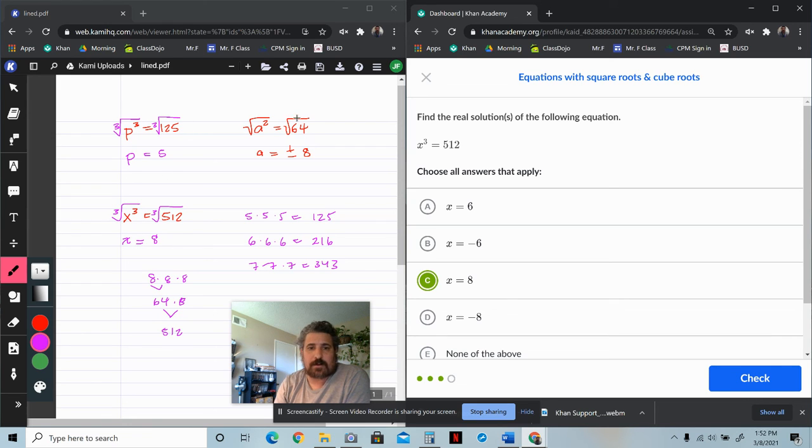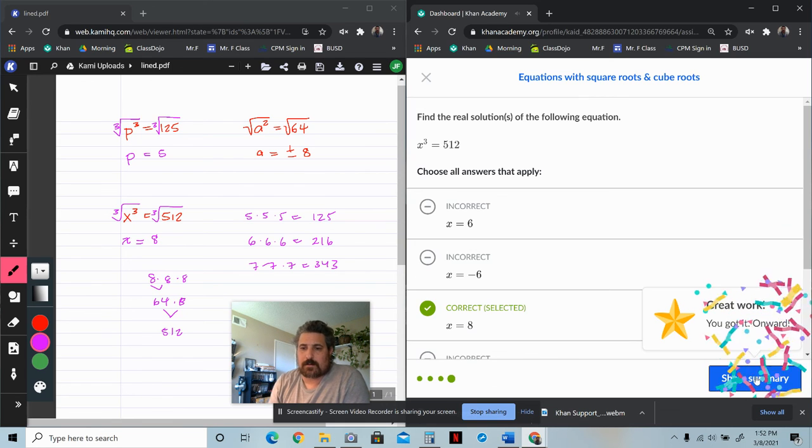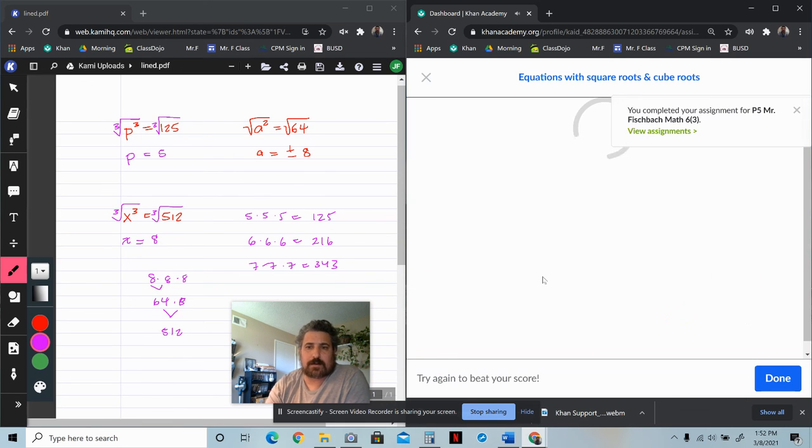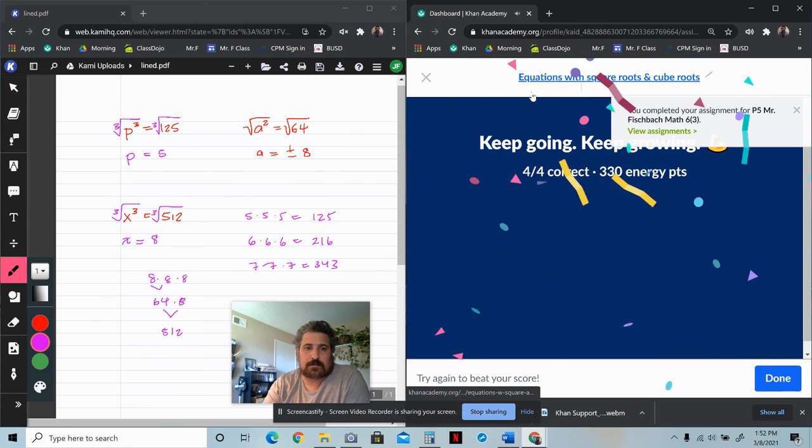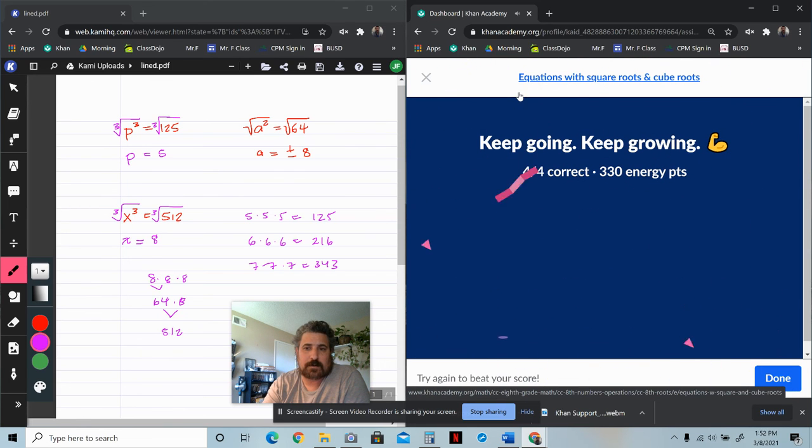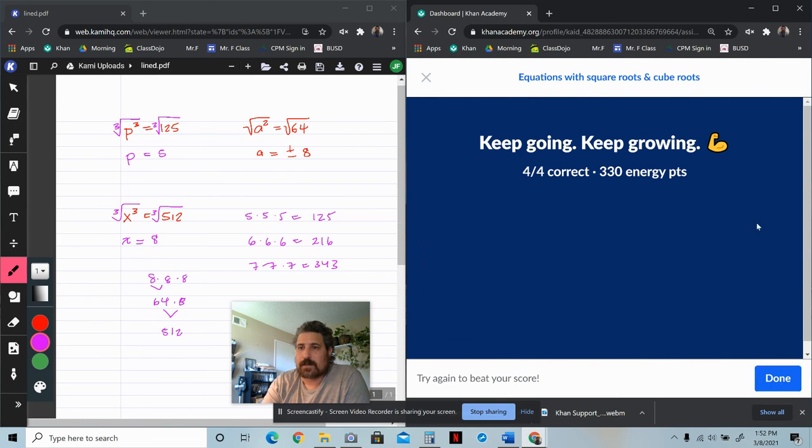If it's a square root, you get two possibilities, positive and negative. But if it's a cube root, you only get one possibility. Whatever the sign is of the interior number is going to be the sign of the answer. All right, and that's how you do it. Just use the roots to undo exponents, basically. Okay.